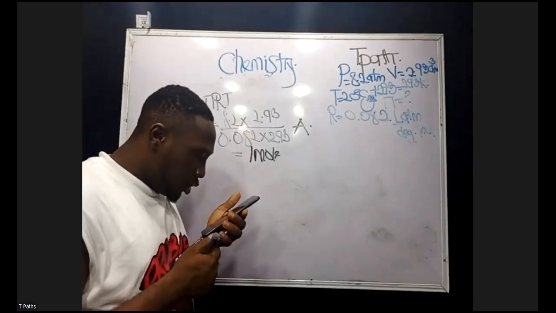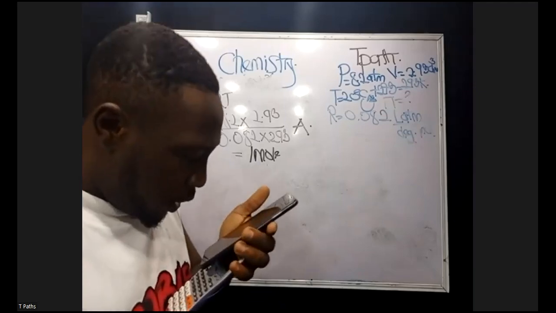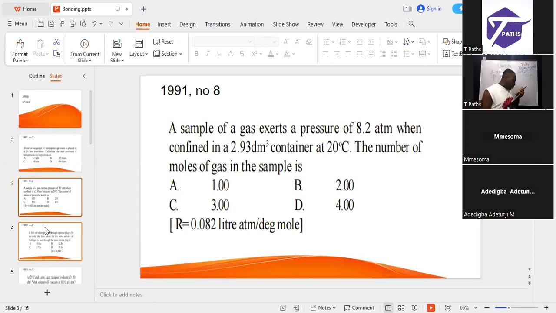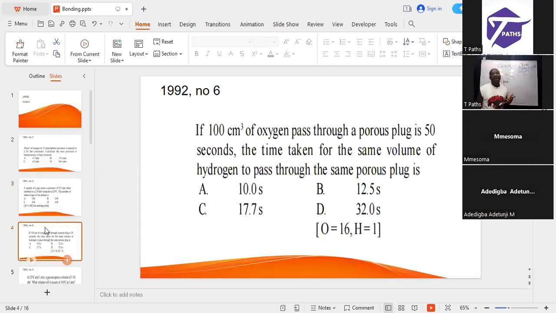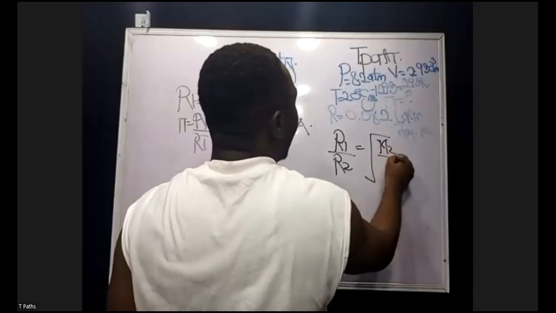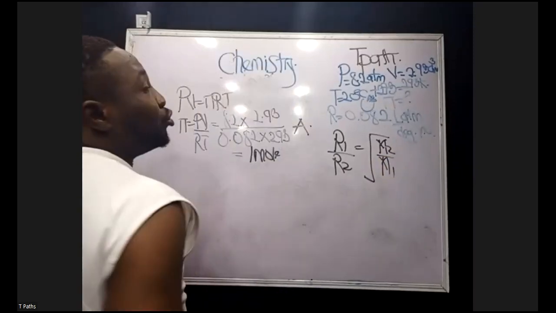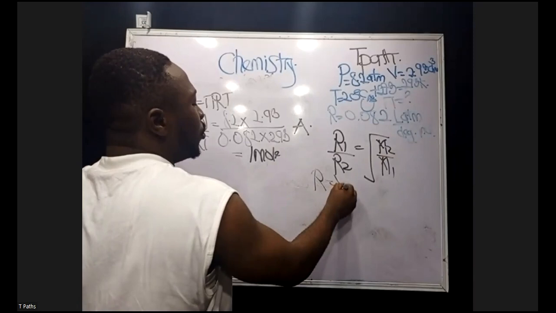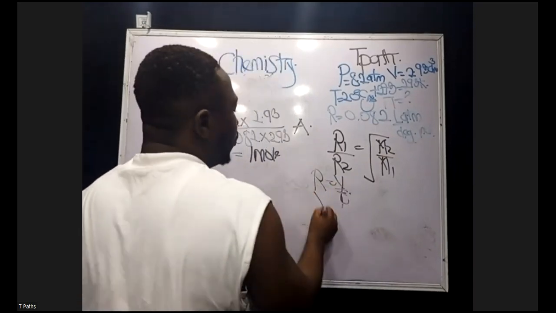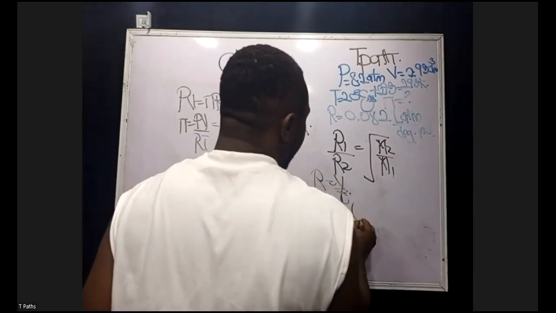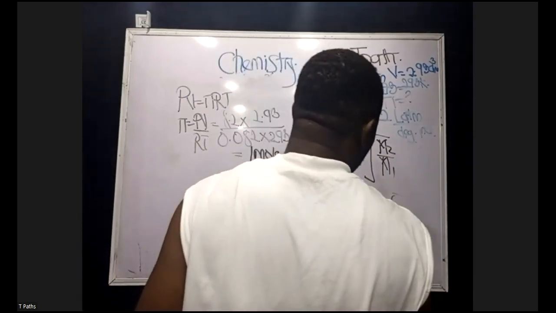If 100 cm cube of oxygen passes through a porous plug in 50 seconds, the time taken for the same volume of hydrogen to pass through the same porous plug is dash. This is a very good question, guys. Let's recall some things. I want to build some derivations. R1 over R2 is equal to square root of M2 over M1. R means rate, and rate can be assumed to be volume over time.